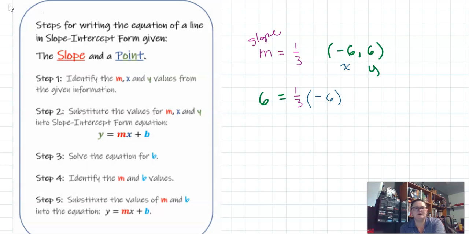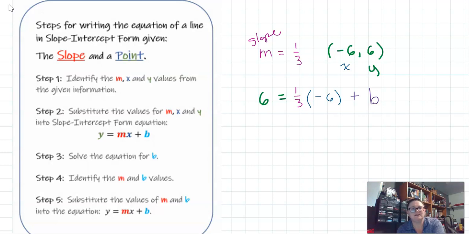And then plus, and this is the part we don't know. So we're going to use b for our y-intercept because we don't know what our y-intercept is yet. I mean, I know we know this one, but we're pretending we don't know it yet, because in the problems you're doing, you're not going to know it. So now it says solve the equation for b.